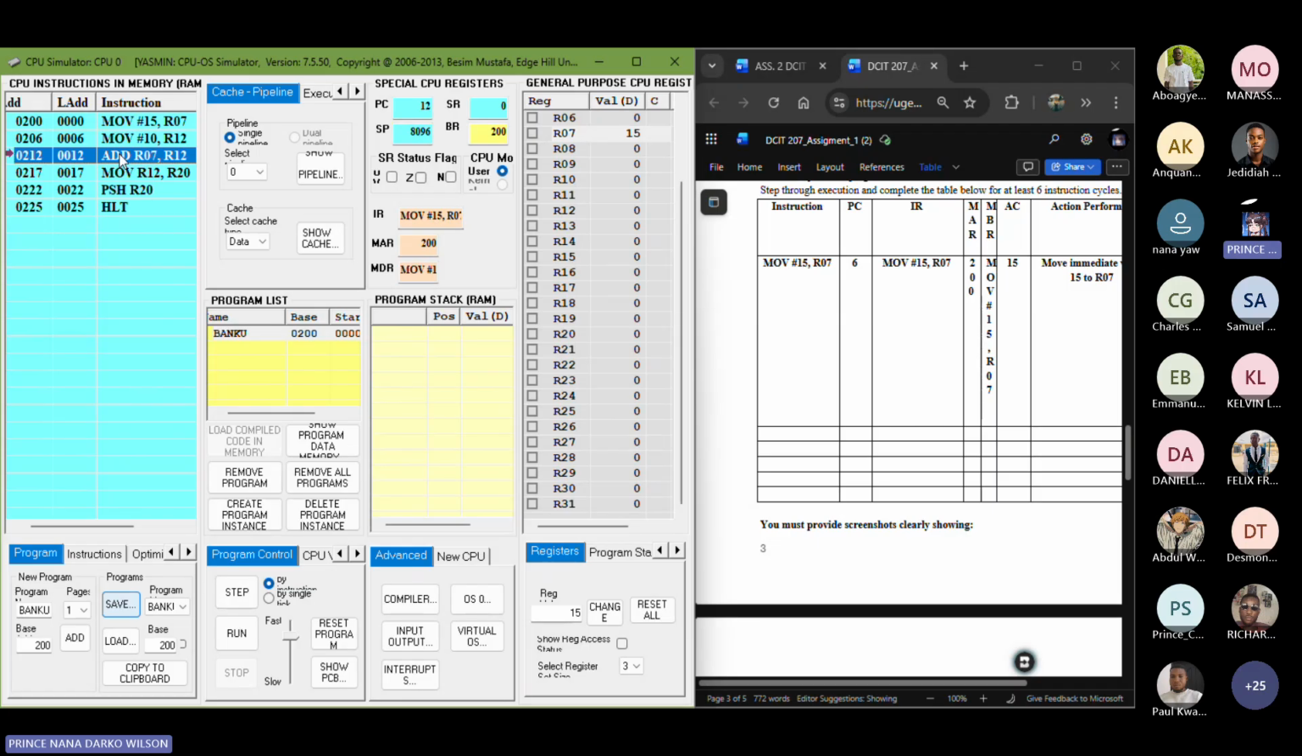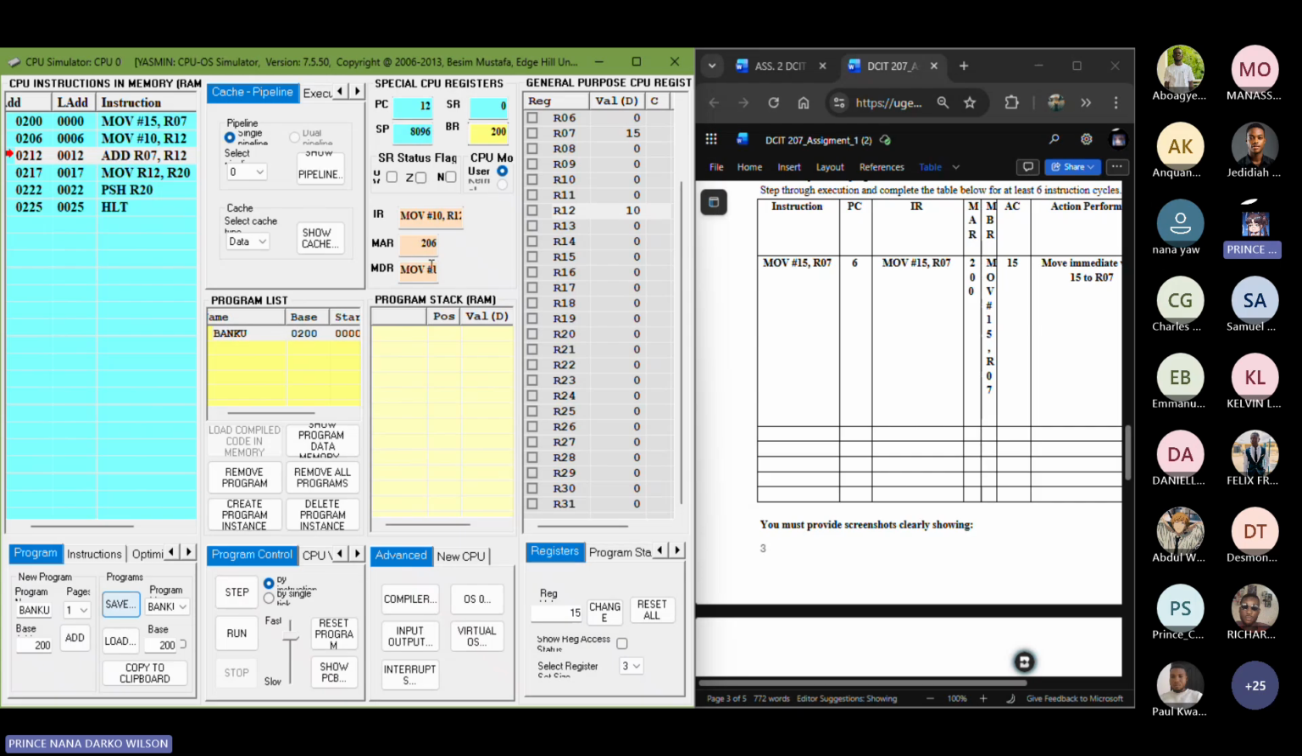What step were we on? Did we step it a second time? Okay, so let's step it once again. So step. After we step, observe the changes that are happening here and record them, please.